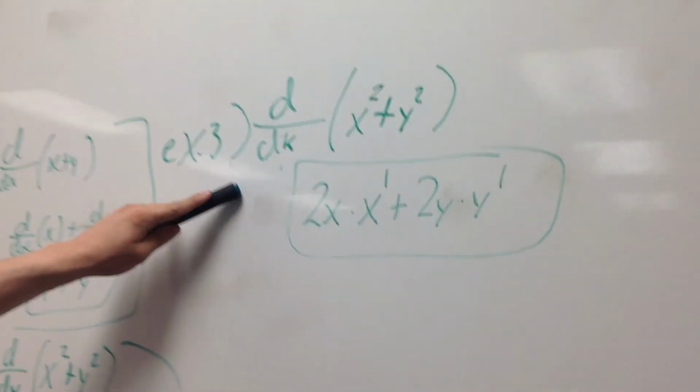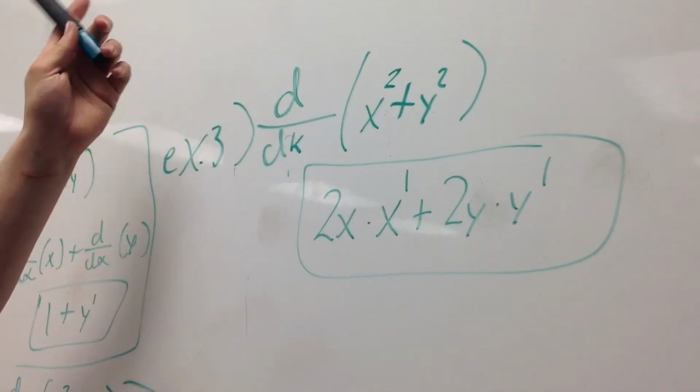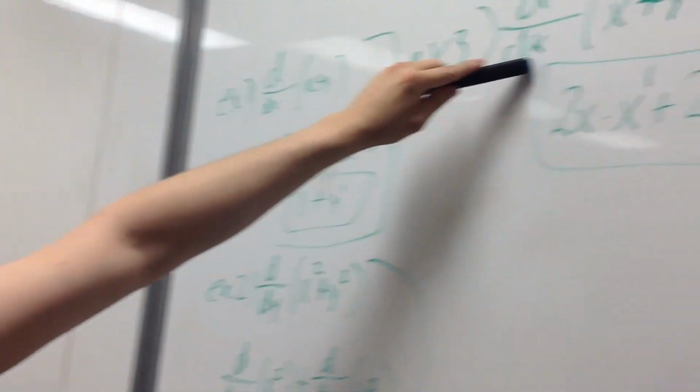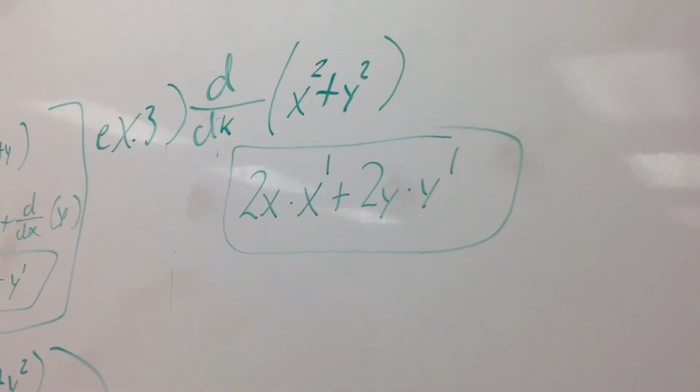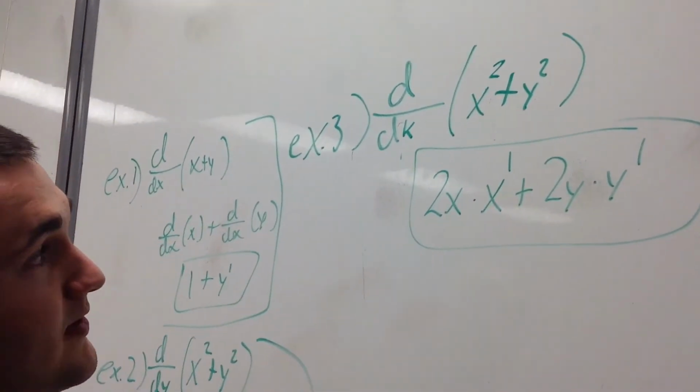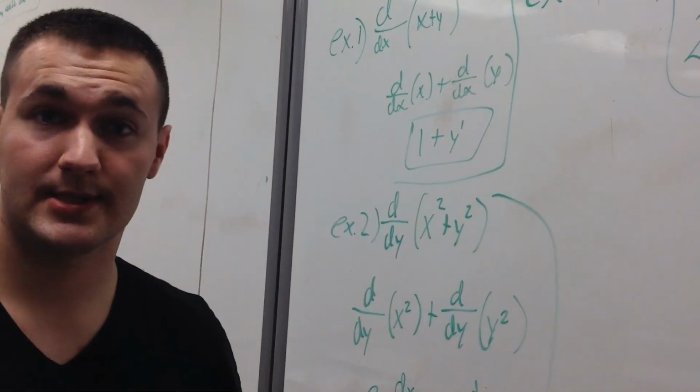And here's one last example other than x and y, in respect to dk, just d/dk. You don't have a k anywhere in there, so you cannot simplify anything other than just taking the derivative. And that is implicit differentiation.